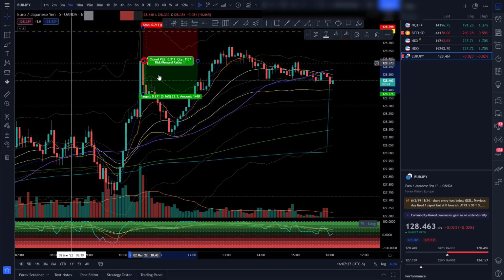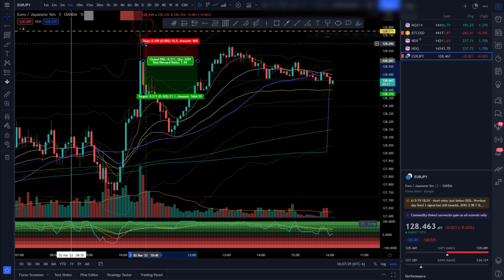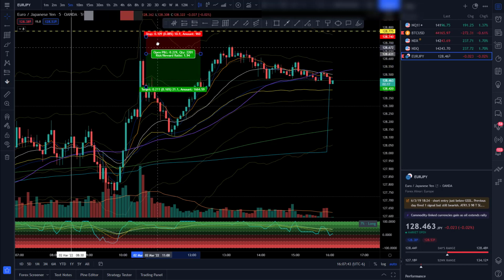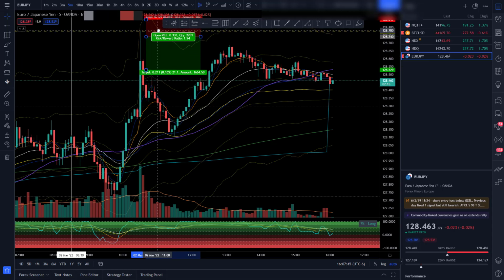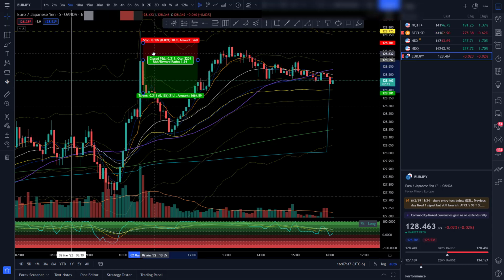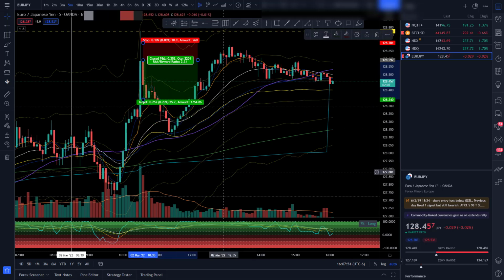I shorted right on the close, and I was going to scale in all the way up to here. So I was planning to scale in as it was going up, every 5 pips. That was my plan. Just didn't have that opportunity. My room for this trade was here. That was my room for this trade. It was right around 25 pips.